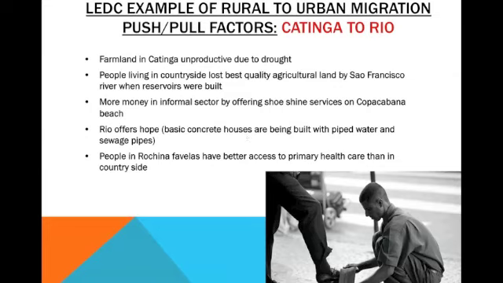For instance, to people in the countryside, going to Rio is really great because they have hope there, because the houses there are made of basic concrete and they have piped water, so running water and sewage pipes, which is a luxury to people in Caatinga. Also, people in the Rocinha favelas have better access to primary healthcare than the people in the countryside do. So that's another incentive, a pull factor.